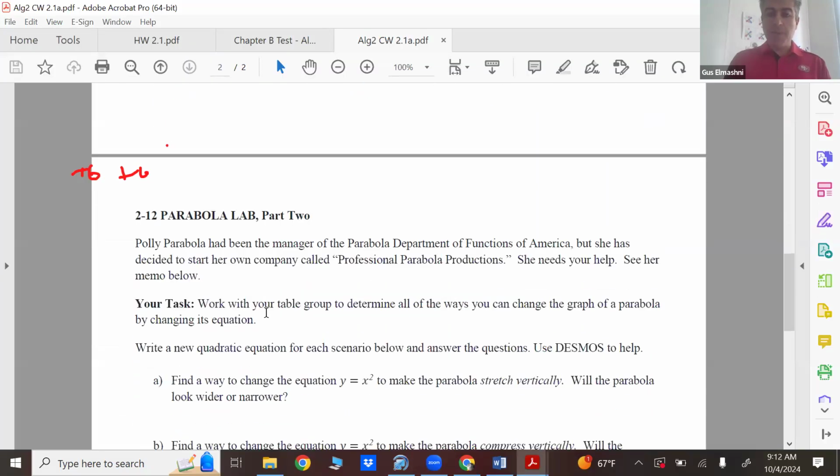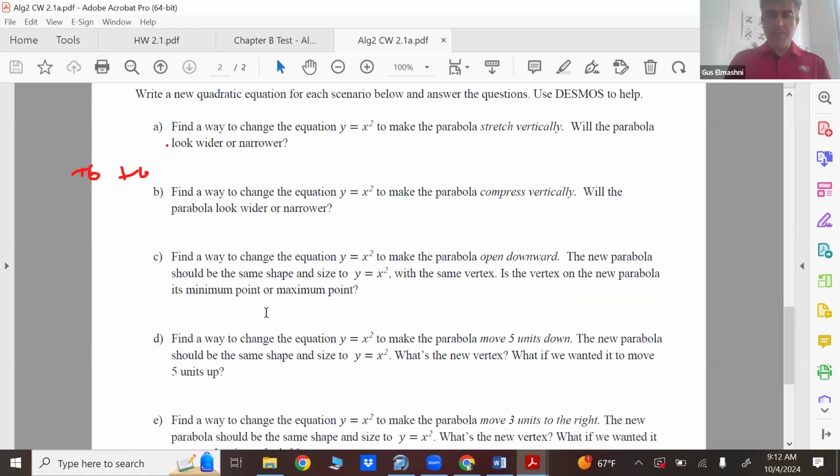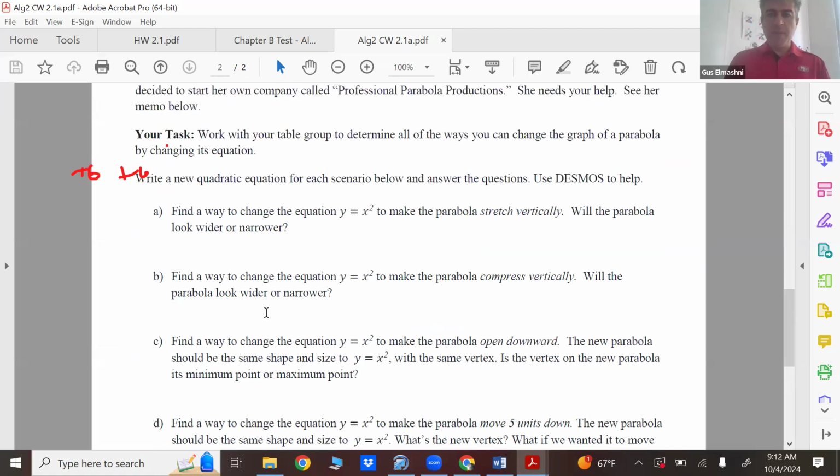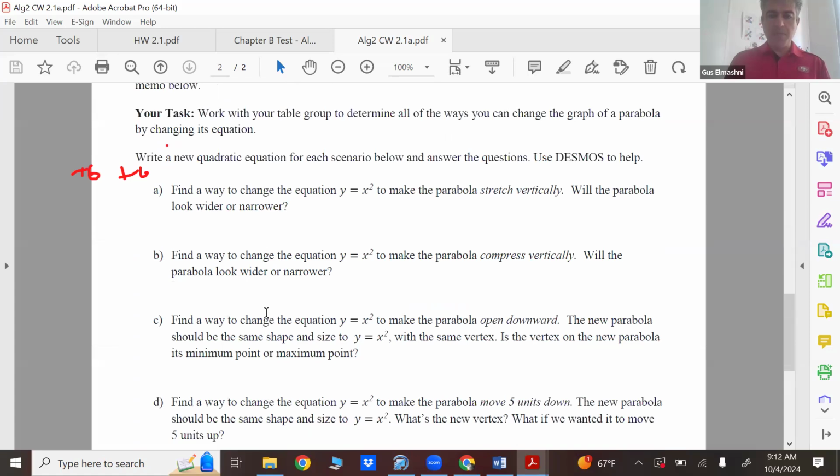Okay, now this is the part I really care about. This is where it's all going to come together. I'm going to give you the general equation, and we're just going to make some generalizations about it.